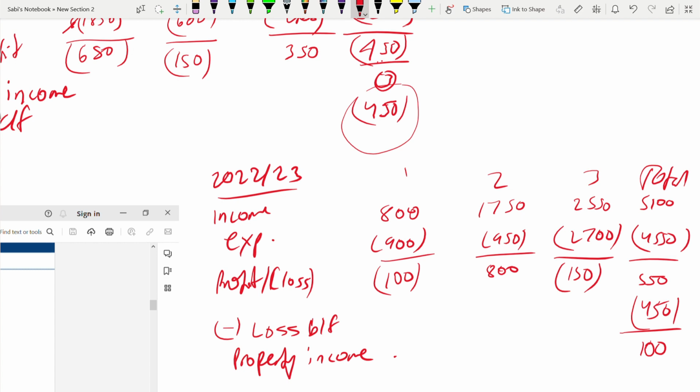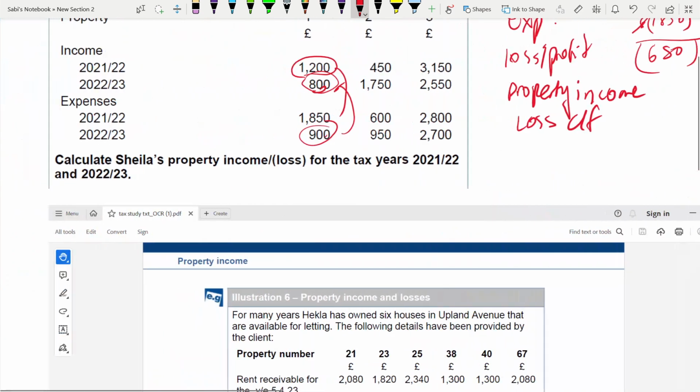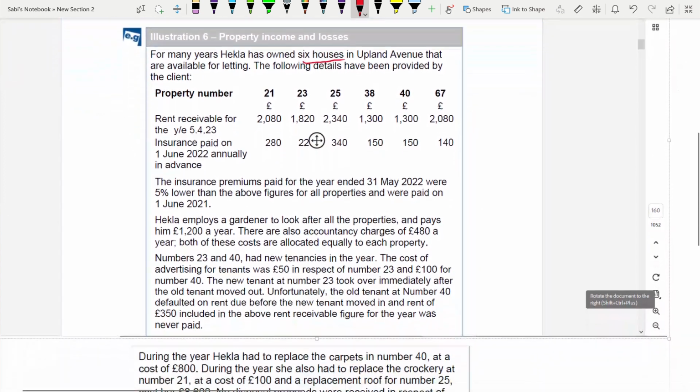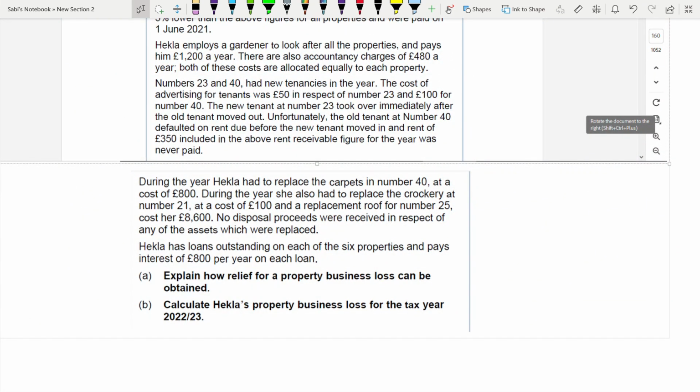Okay. Now, illustration 6. You have been given some property number, rent received, insurance. Okay. He has owned 6 houses. Now, we'll see the requirement A and B. Explain how relief for property business loss can be obtained. You need to explain. And next is calculate the property business loss. So when you explain, that means you need to write also. Okay? And when you calculate, you calculate.